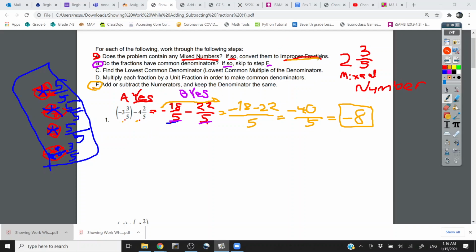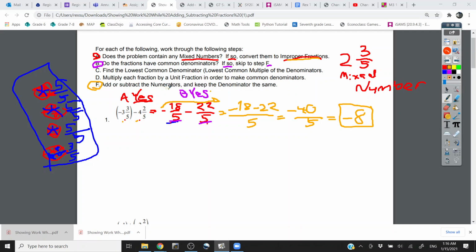So we converted them to improper fractions. Now we have improper fractions here. B, do the fractions have common denominators? We looked there and the denominators were 5 and 5. Those are common denominators. Great. So I said yes. If so, skip to step F. So I skipped to step F.